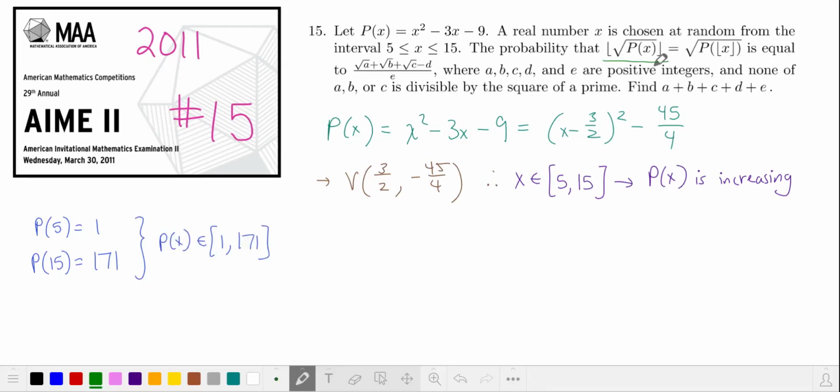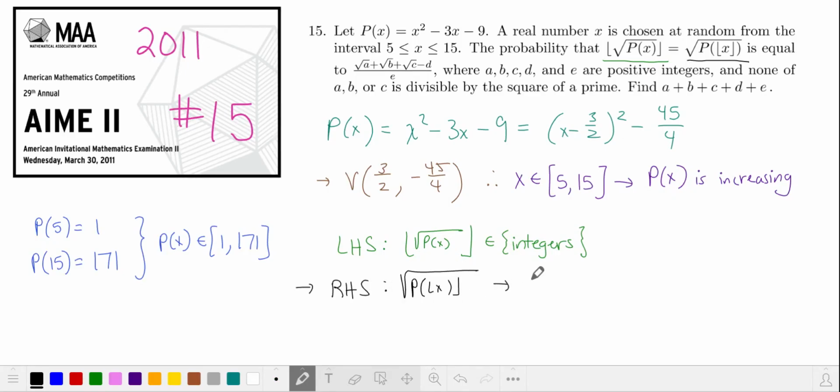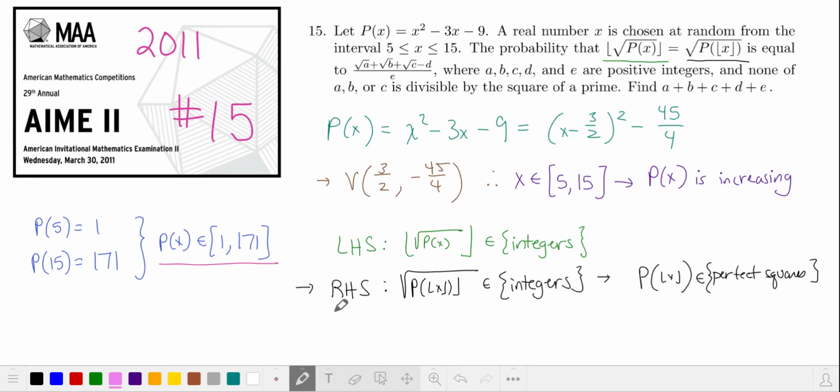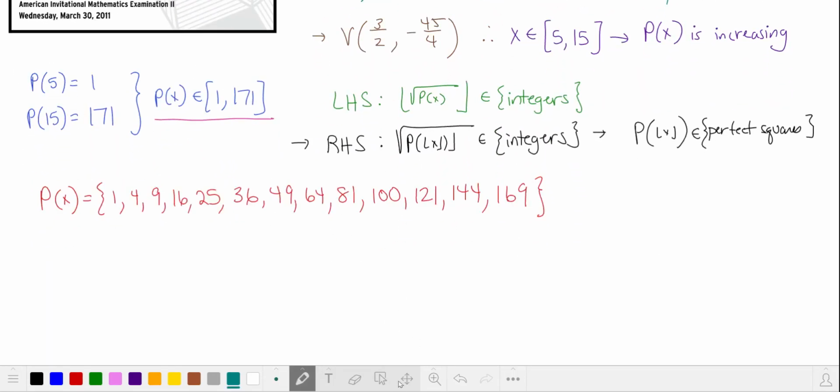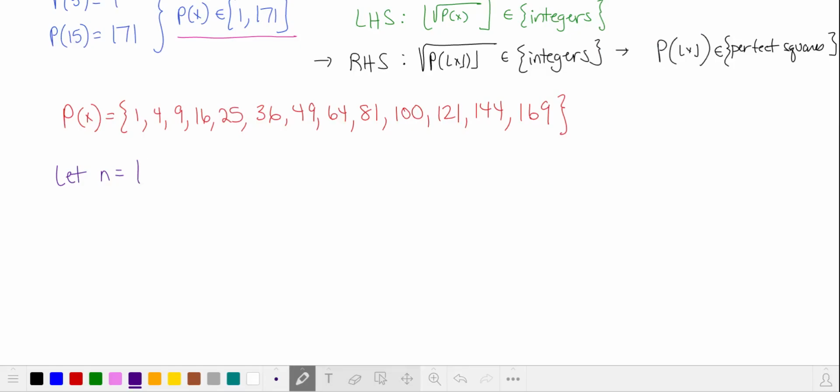On the left-hand side of our given equation, the floor of the square root of p of x, the floor function always returns an integer, so this expression is an integer. This means our right-hand side is also an integer, which means underneath the square root sign, p of the floor of x is a perfect square. So let's list out the perfect squares in this interval. Here they are. We'll let n be the floor of x.